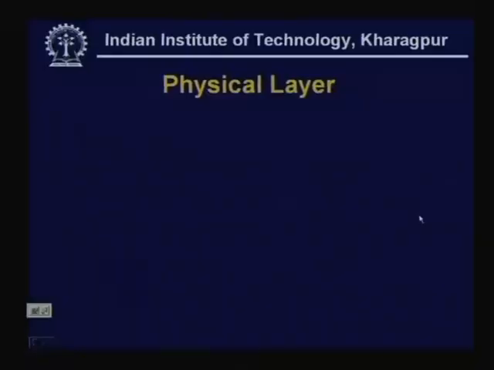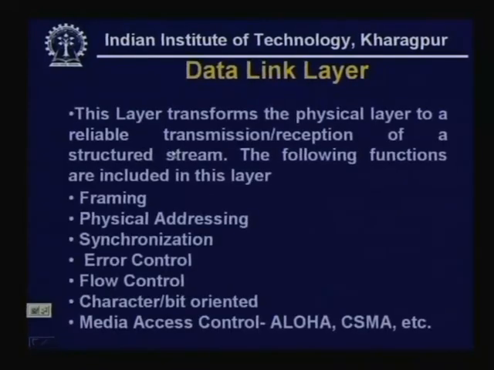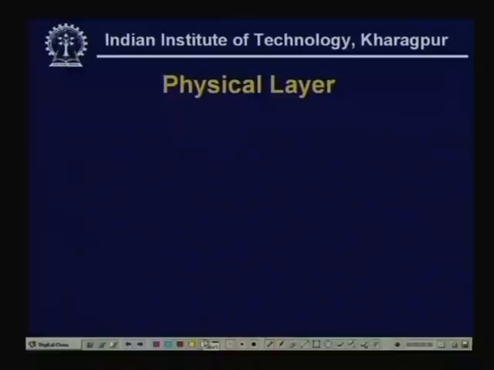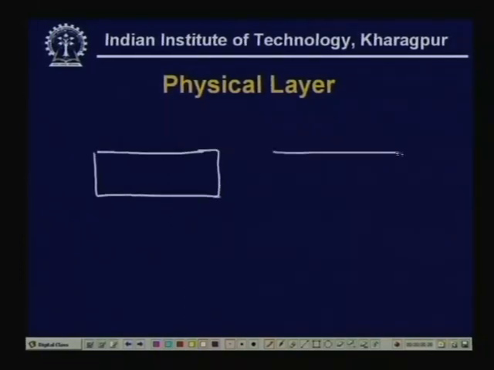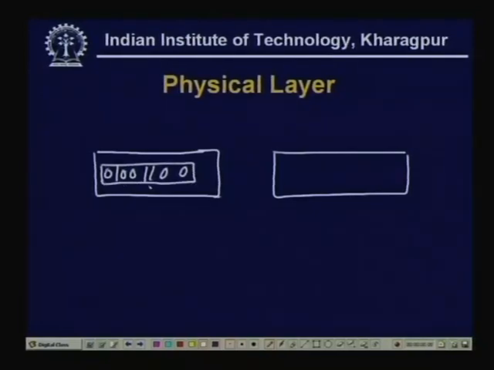Let me explain with the help of a diagram how the physical layer will communicate. Suppose this is one side of the physical layer. Here you have one side, and suppose you are sending 0 1 0 0 1 1 0 0. So, this particular data, a raw bit stream, is sent through a physical medium to the other side.